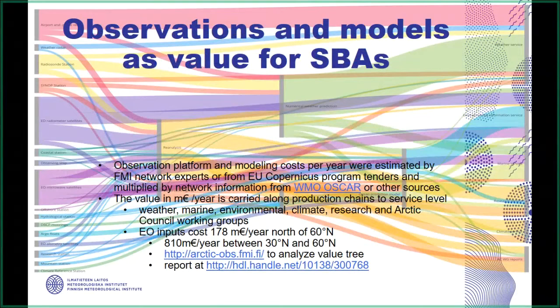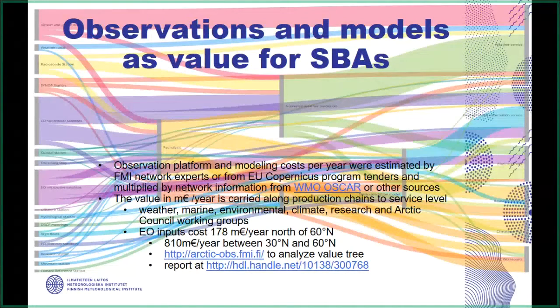Then you get up to this point that all the EO inputs for the north of 60 area is 177.6 million euros per year. You could compare that, for example, for the 30 to 60 north layer, where we have 810 million. So it's about 5 times more that we do in the developed world for an observation system. There's also the modeling, reanalysis, numerical weather prediction. All those steps are in between to the right side to get to weather service, marine service, environmental information service.